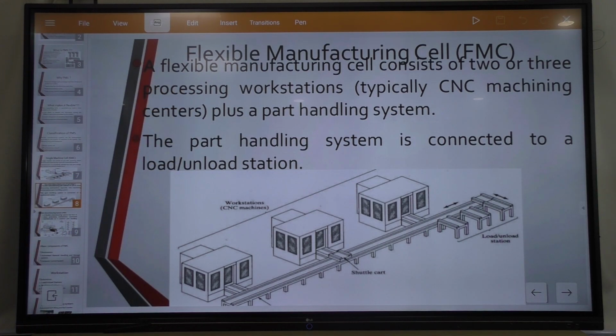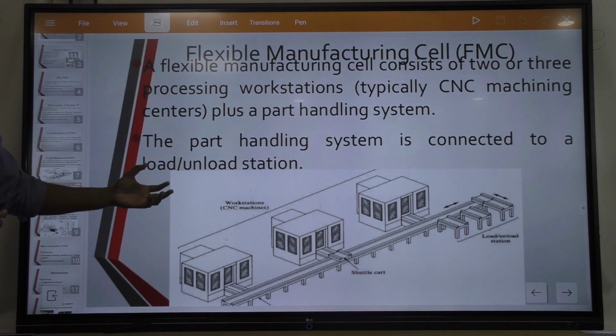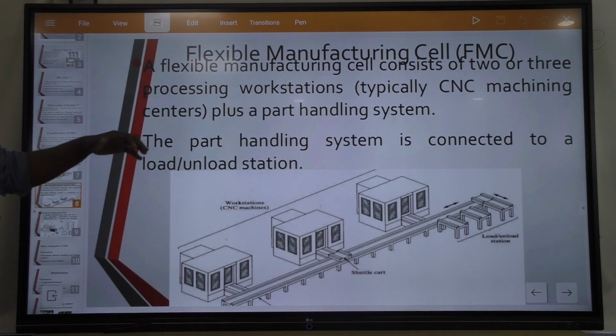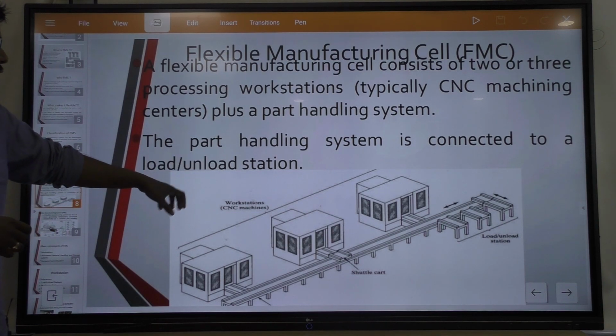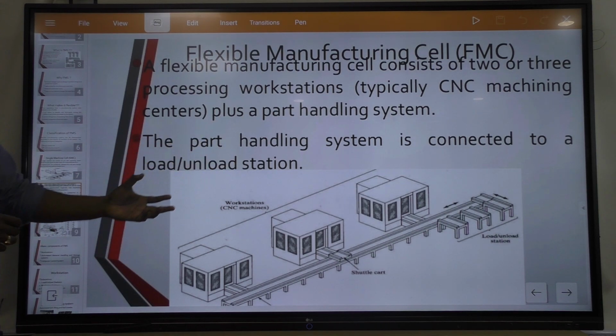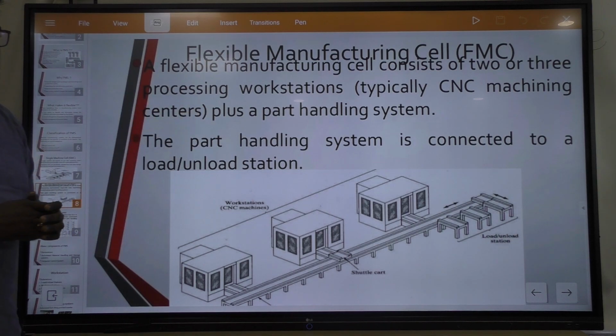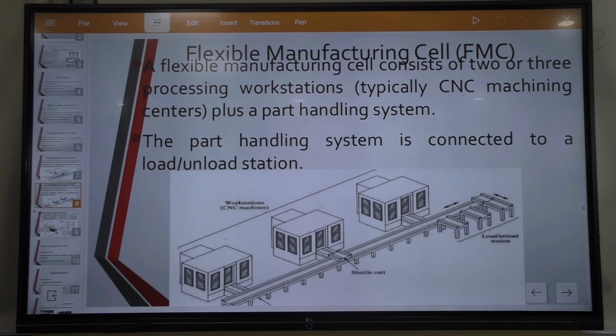So the part handling system is connected to a load and unload station. So obviously, as per your requirement, if the first job is completed, then it will directly unload that part into this cell and it will go directly to the second machine, and after the second machine operation is completed, it will go to the last machine. The whole process is carried out by the help of this flexible manufacturing cell. So that's why it is known as flexible, because it makes your work easy.